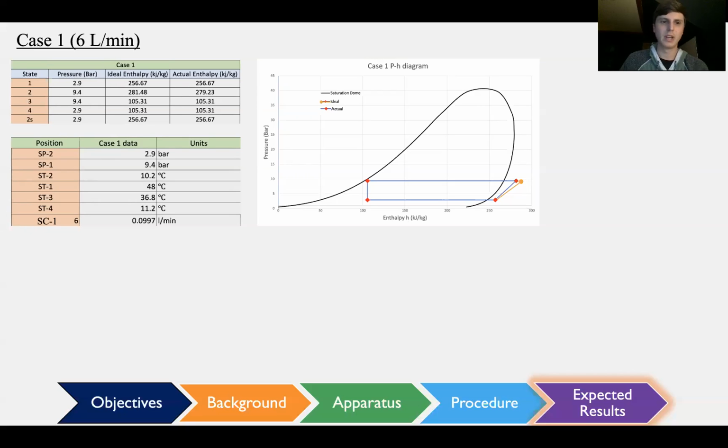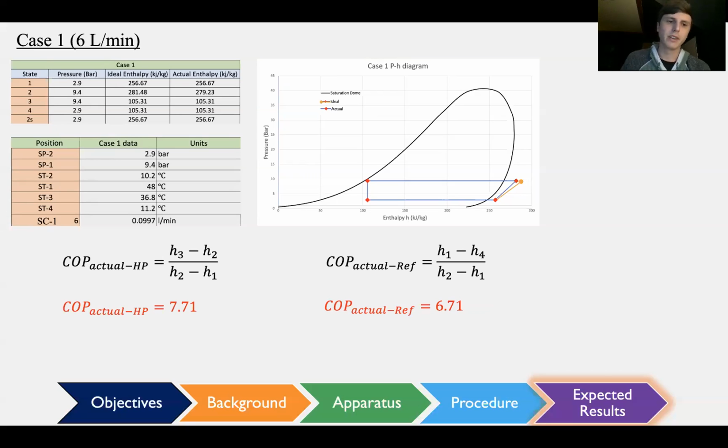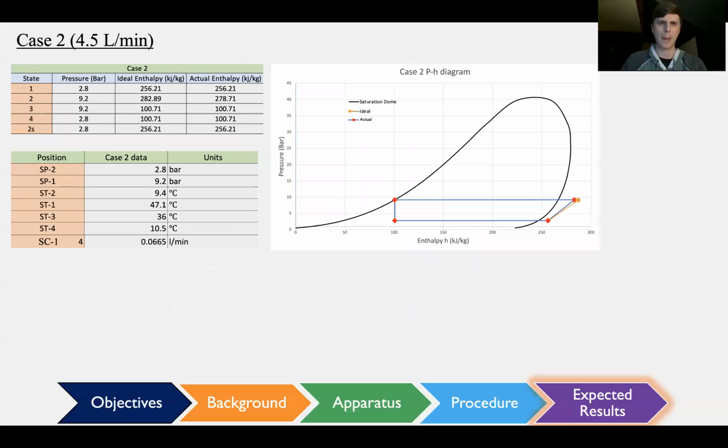Whenever you see the ideal and actual on the pH diagram, they're pretty much roughly the same. So whenever we calculated the heat pump coefficient of performance, we did H3, enthalpy at 3, minus enthalpy of 2 over enthalpy of 2 minus enthalpy of 1. That gave us a value of 7.71. For the refrigeration, however, we did H1 minus H4 divided by H2 minus H1. That gave us 6.71. Now all these values should be really consistent. So we had 7.71 and 6.71. So the next one, they're probably going to be the same, roughly the same decimal place numbers and everything.